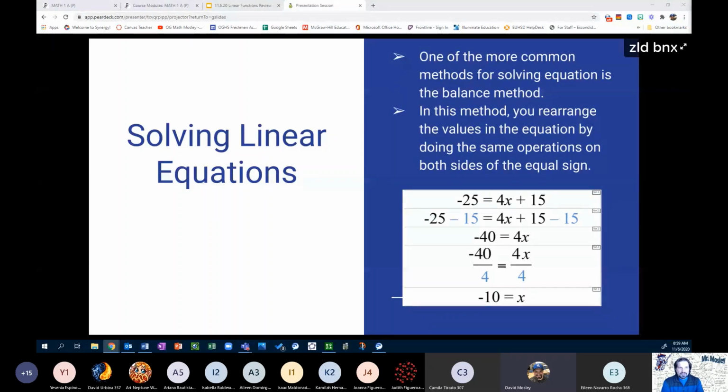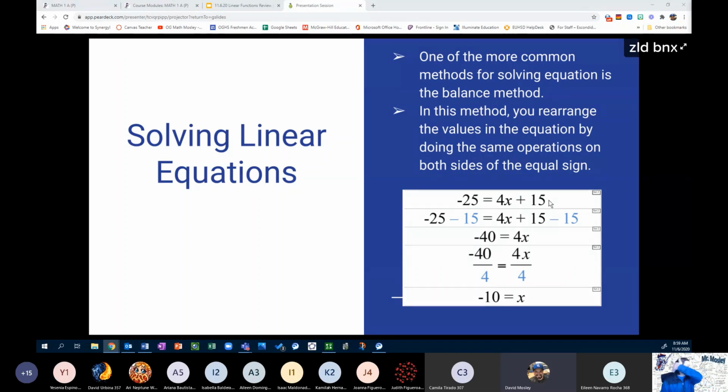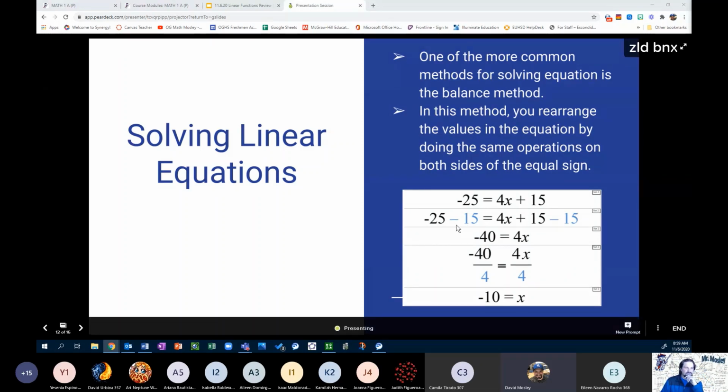One of the more common methods for solving equations is the balance method. This is what we've done in class. In this method, you rearrange the values in the equation by doing the same operations on both sides of the equal sign. Here we have an example that's been worked out. We start with the equation negative 25 equals 4x plus 15. We want to get x on one side by itself and a number on the other side of the equal sign by itself. And so we start by subtracting 15 from each side.